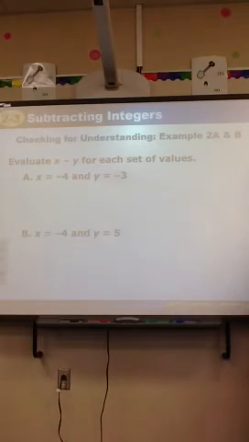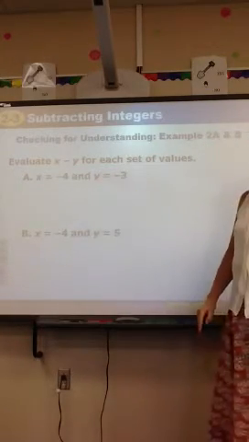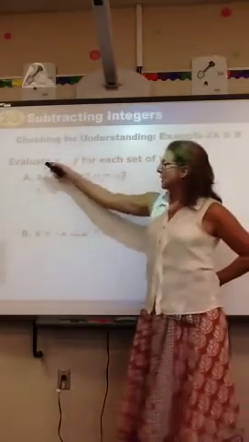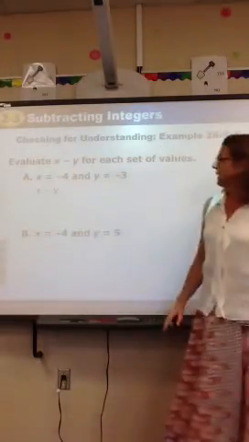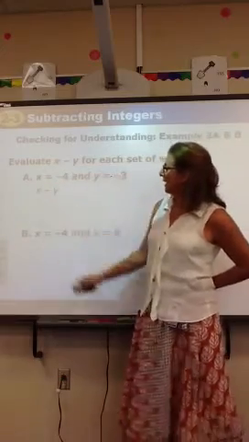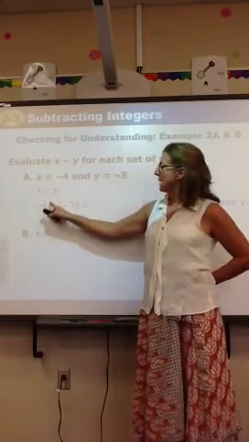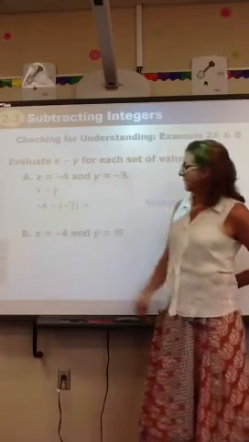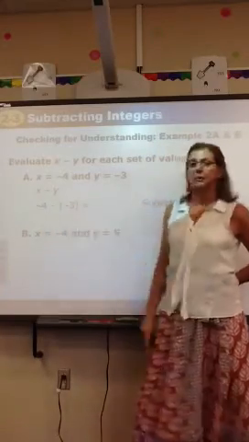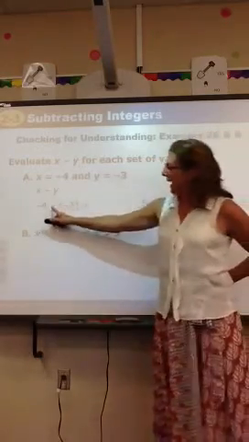Okay, so for A, we've got x equals -4, y is equal to -3. So we're going to take the algebraic expression x minus y. We're going to plug in -4 for x and -3 for y. And when we do that, we have -4 minus, and then the y is -3. We have to put parentheses to separate the negative from the minus. Now we have to change that to adding the opposite.